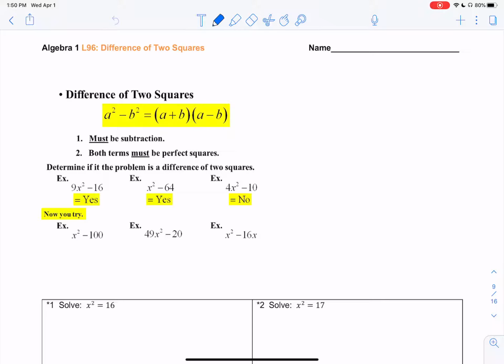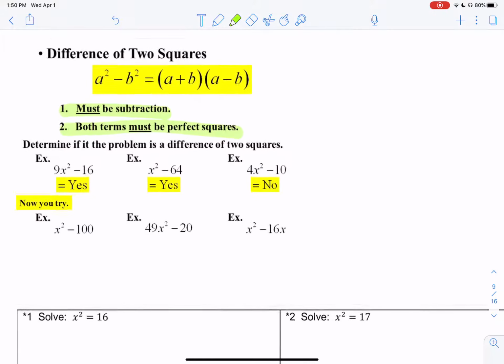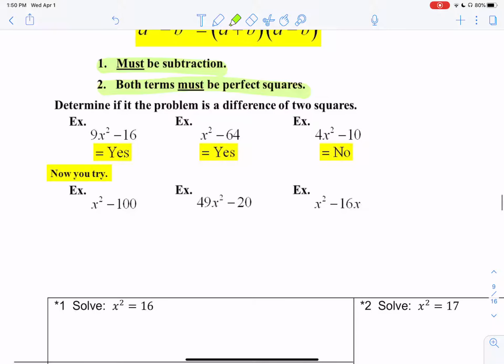This is a type of factoring that is used for special factors. In order for this to work, pay attention that you need to have subtraction in the middle and that both terms have to be perfect squares. Okay, so it's going to be two terms. And you can see by this top row, there were two terms and they were subtracted in the middle. They had to both be perfect squares, okay?